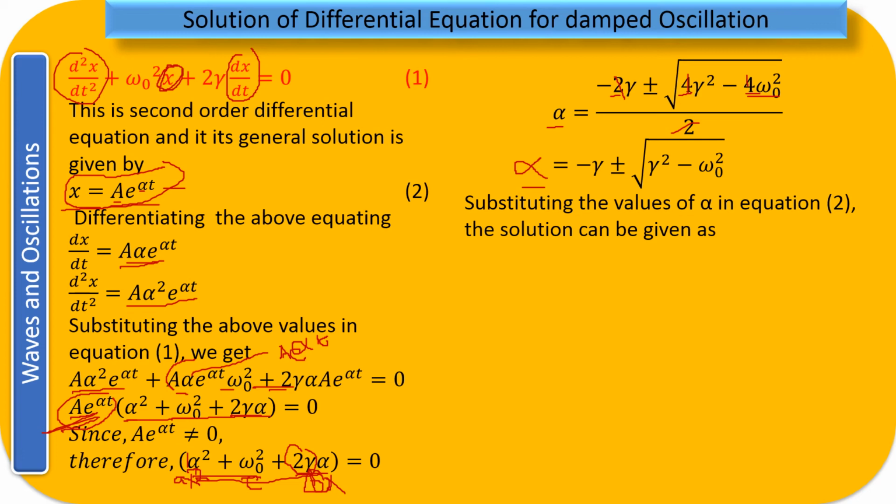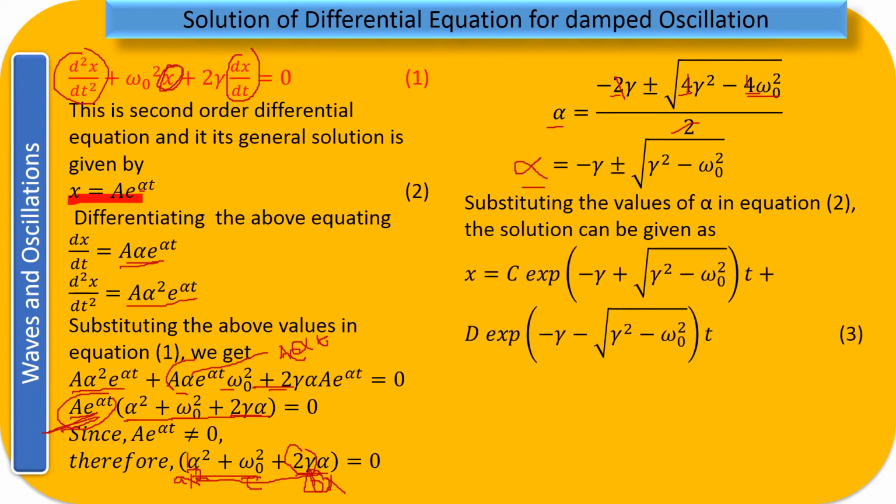So let's substitute this value in your equation number 2. Where is your equation number 2? Here you see, here you have equation number 2. So let me highlight this. So here you have got the equation number 2. This is your equation number 2 here. So substitute this value of the alpha, right?